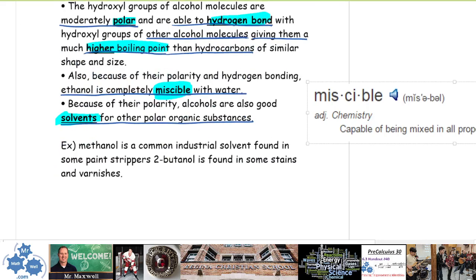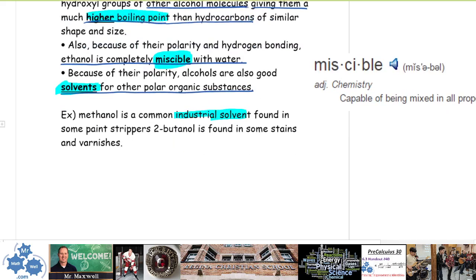So methanol is a common industrial solvent found in some paint strippers. 2-butanol is found in some stains and varnishes. Okay, so industrial solvents, very strong solvents. Paint strippers, you can't just wash paint off with soap and water. You need a strong solvent.